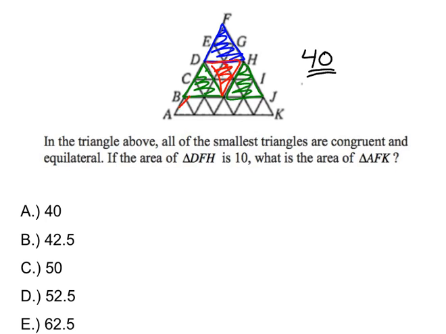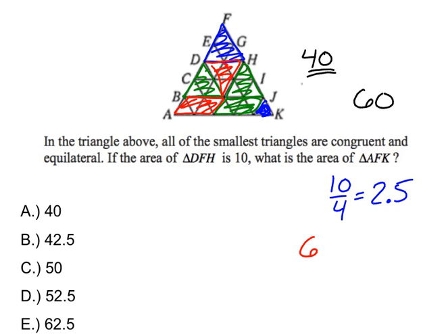Then I've got 1, 2, 3, 4 down here. Another 4, 1, 2, 3, 4. So there's 20 more for a total of 60. And then I've got one little lonely triangle down here. Now this little triangle has to be 10 divided by 4. Reason being, if 4 triangles make up 10 and I want only one triangle, 10 divided by 4 would give that to me. That's 2.5. So 60 plus 2.5 is 62.5.